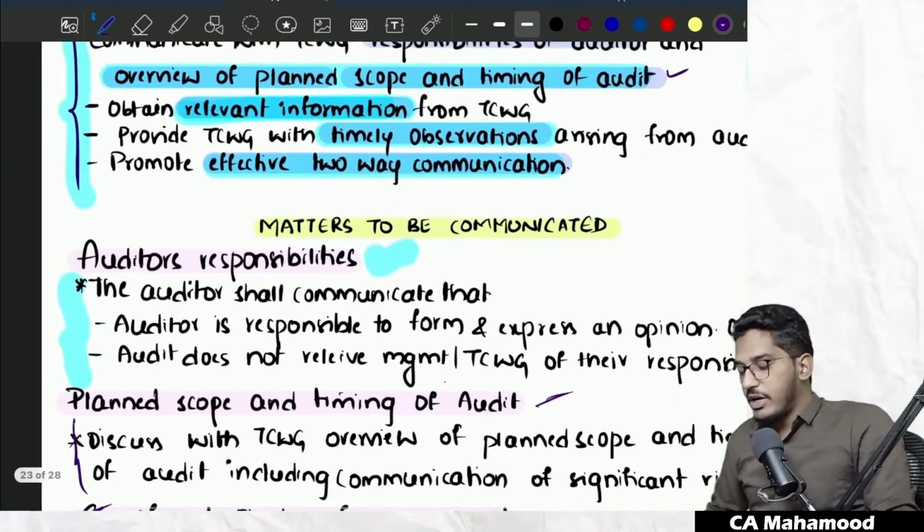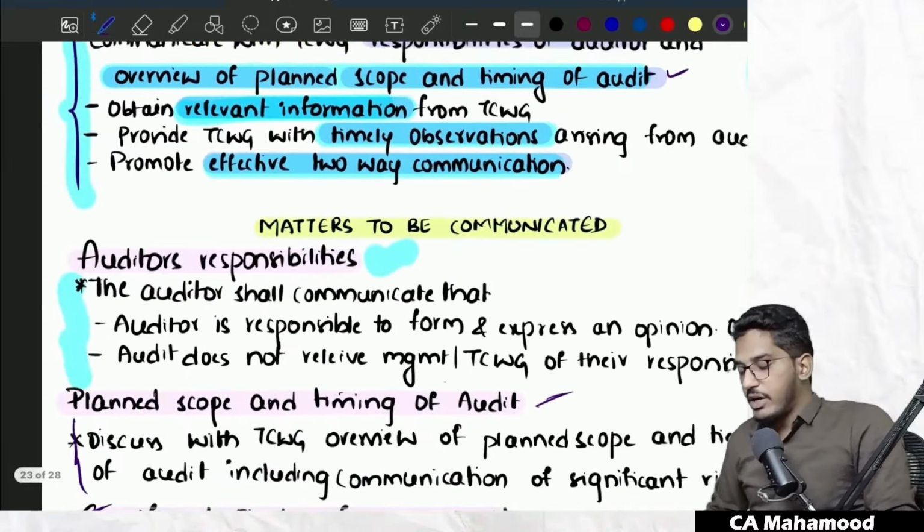The meaning of this is you have to communicate with those charged with governance, sir, as an auditor, my responsibility is expression of opinion. Just because you have appointed me as an auditor, your management responsibilities will not come down. For example, sir, you are appointing me as an auditor. Just because you have appointed me, you can't expect me to prepare the financial statements. The management is still responsible for preparation of financial statements only. So neither your responsibilities nor your management responsibilities will be reduced or relieved. Your responsibilities will remain intact. So this is what specifically you have to communicate when I say you have to communicate the responsibilities of the auditor.